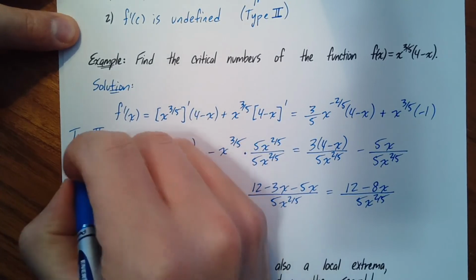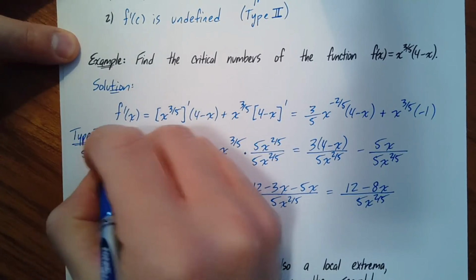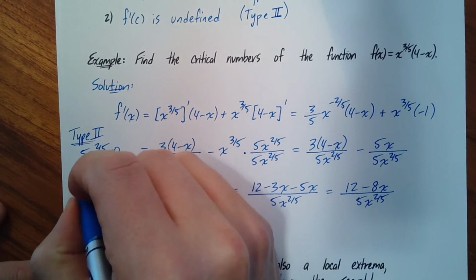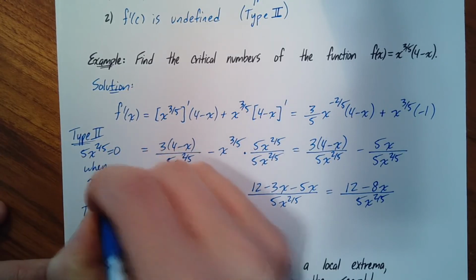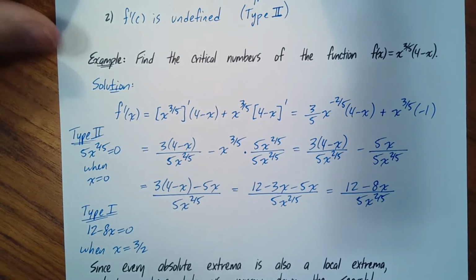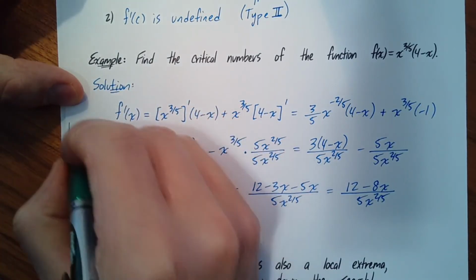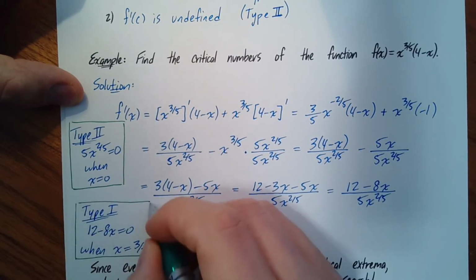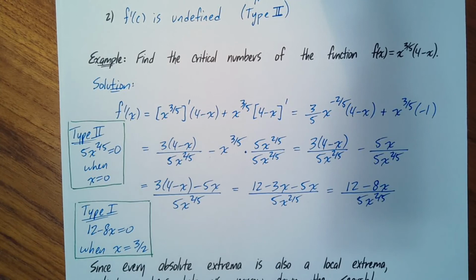Okay, so, well, when is 5x to the 2/5 equal to 0? Well, that's going to happen when, well, divide both sides by 5, and you're going to get x to the 2/5 is equal to 0. Right? And any positive power of x is going to be equal to 0 exactly when x is equal to 0. So for something like this, this is going to be true when x is equal to 0. Okay, so that's the details for finding your type 2 critical number. And this is the details for finding your type 1 critical number. And since we were asked for critical numbers in general, we want both.